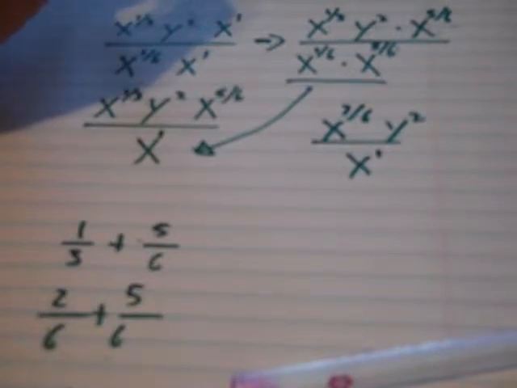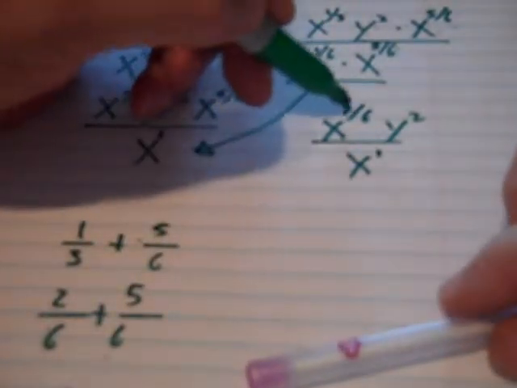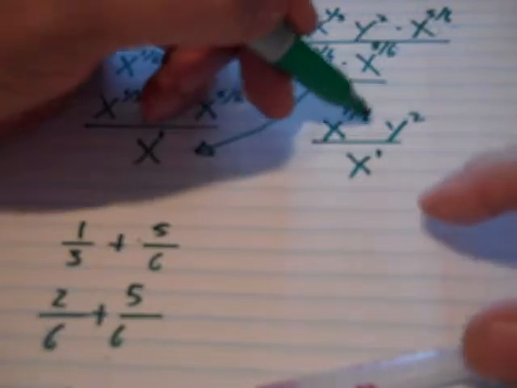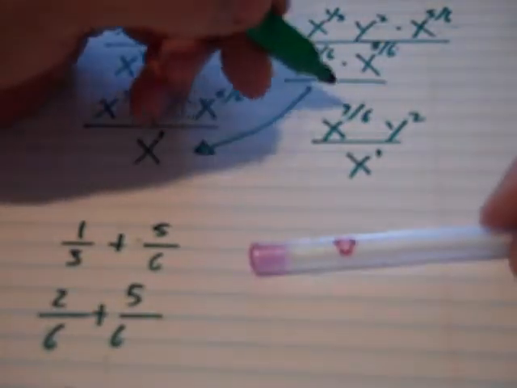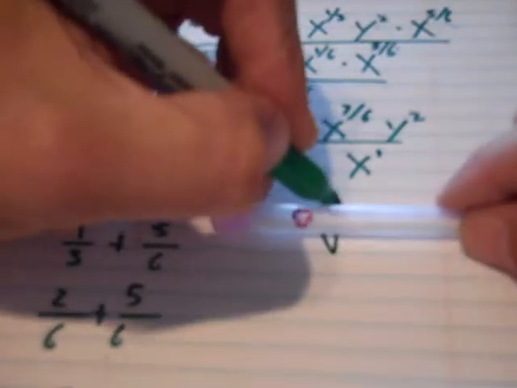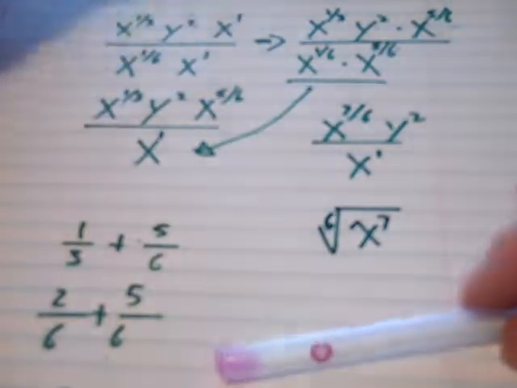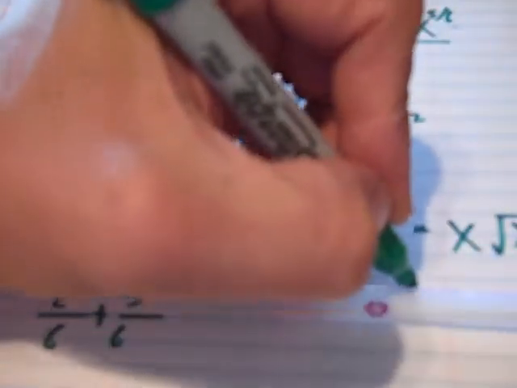Now I could simplify it even further too, because I know that when my power is higher than my index, or my denominator, what I really have, if we write this as a radical, is x to the 7th power and taking the 6th root. Well, that's the same thing as x times the square root of x, or x times x to the 1/2 power.